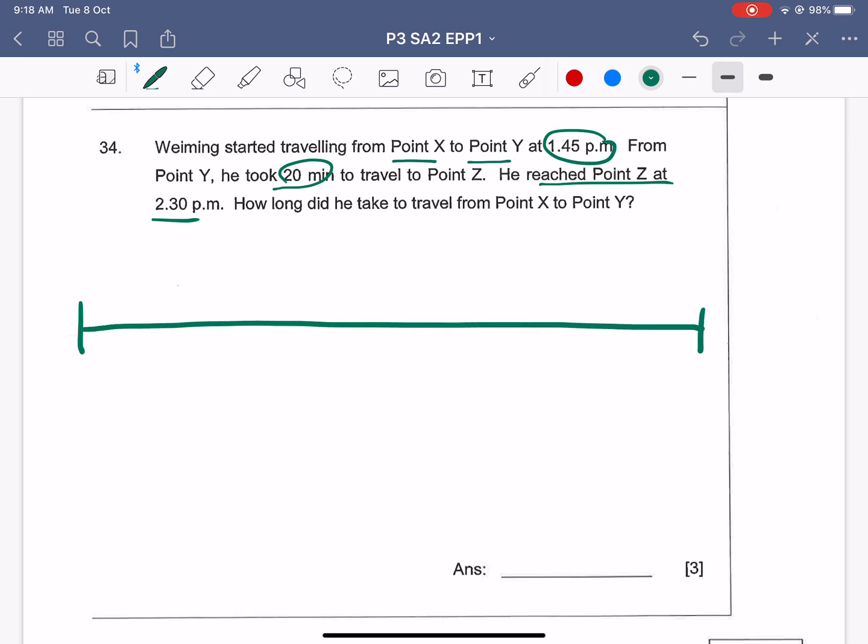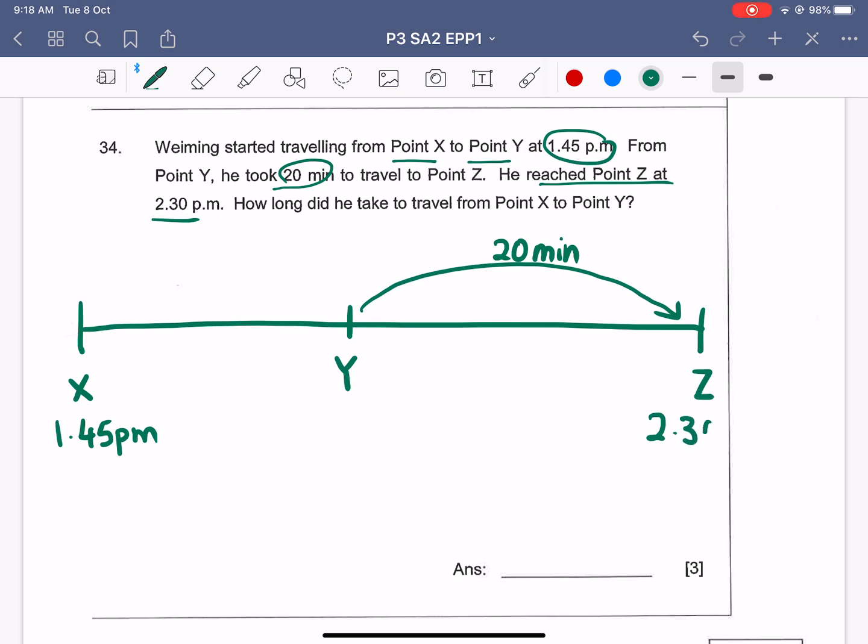Now this is a person who started traveling from point X. So he goes from point X to point Y. And he started his journey at 1:45 p.m. And from point Y, he took 20 minutes, which I'm going to show, to travel to point Z. And he reached point Z at 2:30 p.m.